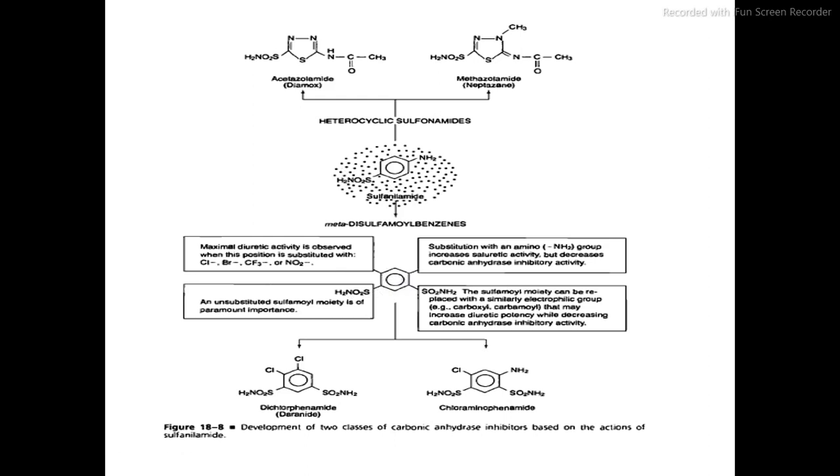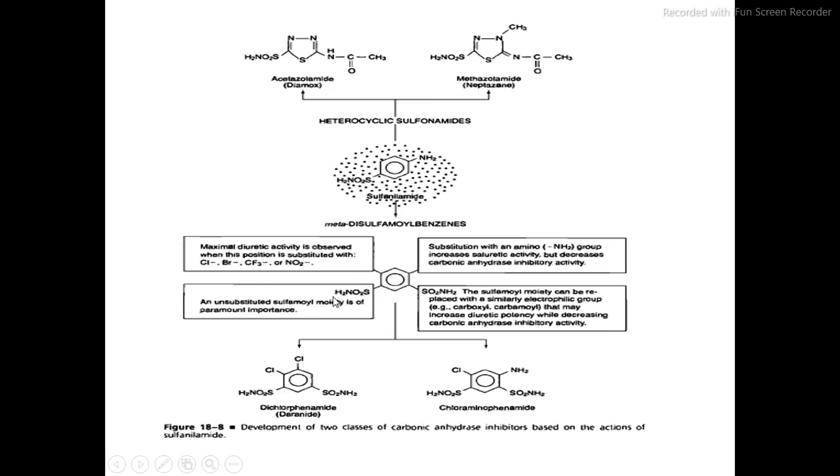So the middle benzene ring here shows four different types of substitutions. As you can see here, the maximum diuretic activity is observed when the position is substituted. Now here they are halogens and one more nitro group. So they basically have an electron withdrawing group or a good leaving group attached to this position here on this side.